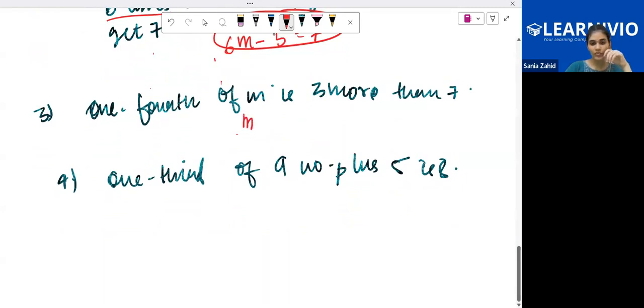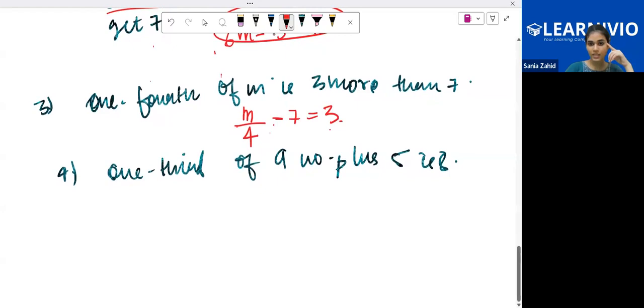1/4 of m. So what does 1/4 of m mean? m by 4. M by 4 is 3 more than 7. What does 3 more than 7 mean? Try to analyze this. If you subtract 7 from it, 3 will be left. That is why it is 3 more than 7, because on subtracting 7, you are getting 3.